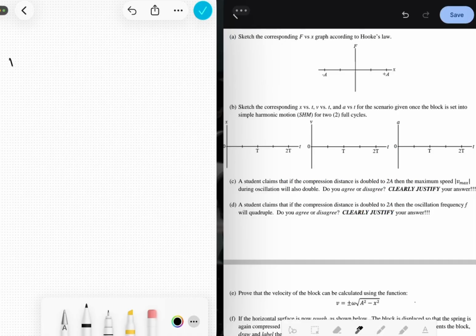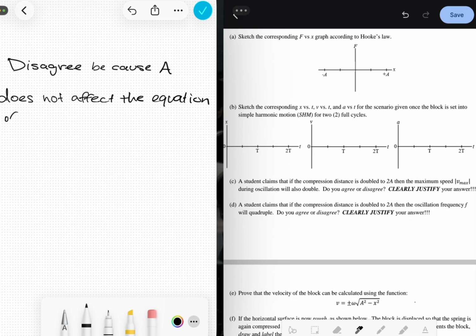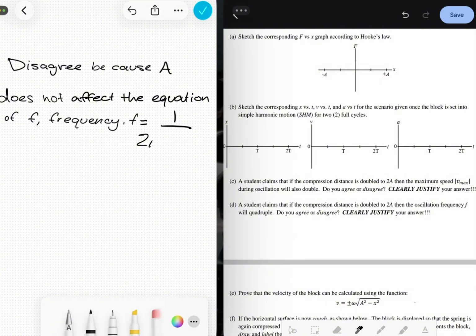For part D, I disagree because A does not affect the equation of frequency. And the equation is, sorry.